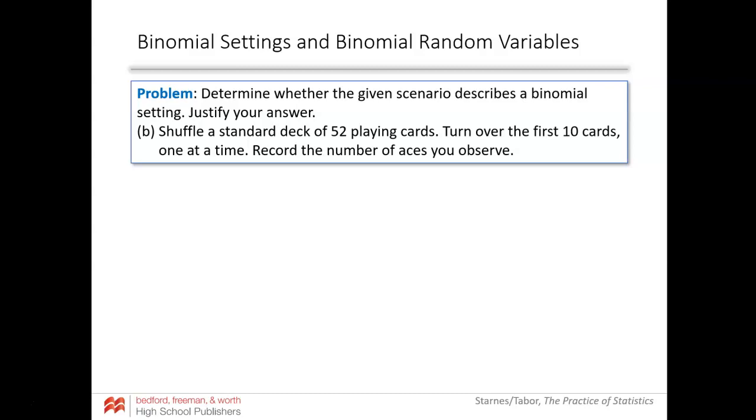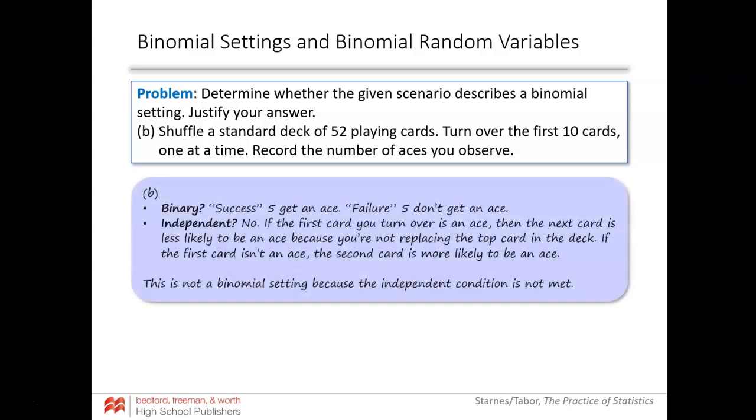So here we're shuffling a deck of 52 playing cards. We turn over the first 10 cards one at a time and record the number of aces that you observe. So is this a binary setting? Success and failure would be getting an ace versus not getting an ace. So this setting is binary. Are the events independent? Well, in this case, the answer is no. So we're going to stop doing BINS, obviously, because we found out no. If the first card is an ace, that means the next card has a different probability of becoming an ace because we're not putting the card back into the deck.